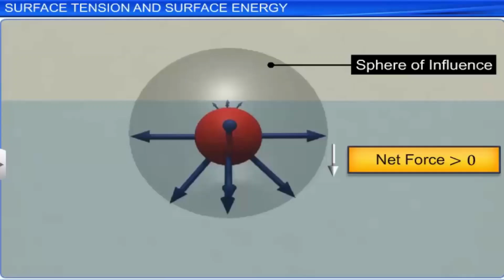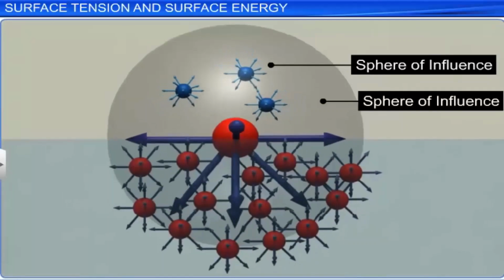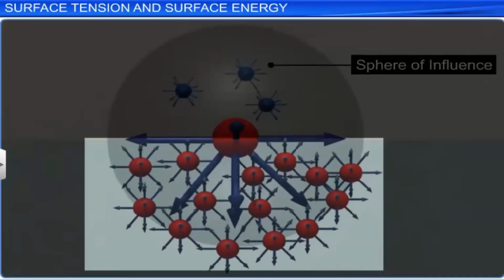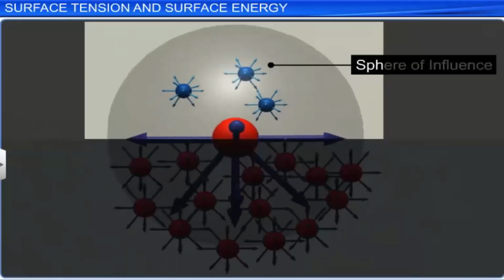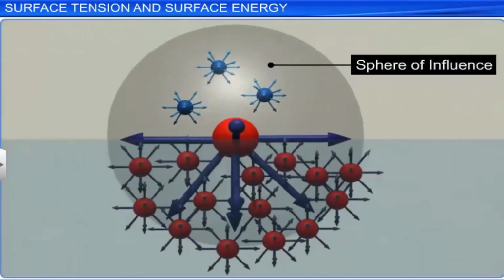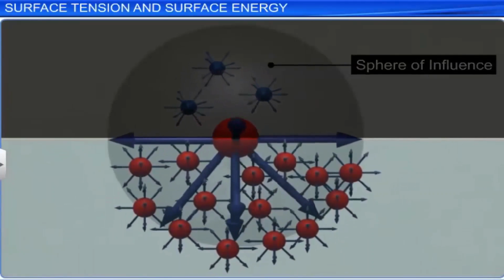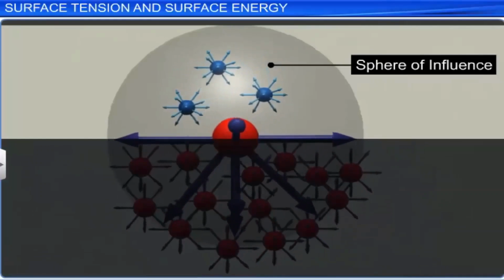For a molecule that is on the surface of the liquid, half the sphere of influence lies inside the liquid and the other half in air. There are a greater number of water molecules in the lower half of the sphere of influence than the number of air molecules in the upper half of its sphere of influence. Hence, the molecules experience a net downward force.